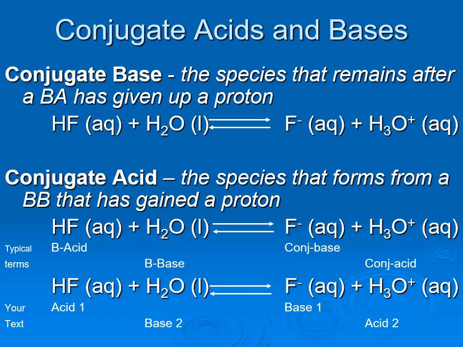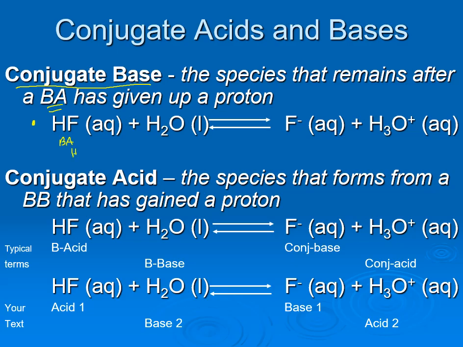And so what they have done is they have used the term conjugate. So when we look at, let me get my pen going here. A conjugate base is defined as the species that remains after the Bronsted acid has given up its proton. So in this reaction here, HF, hydrogen fluoride or hydrofluoric acid, will donate the proton. So this clearly is the Bronsted acid.